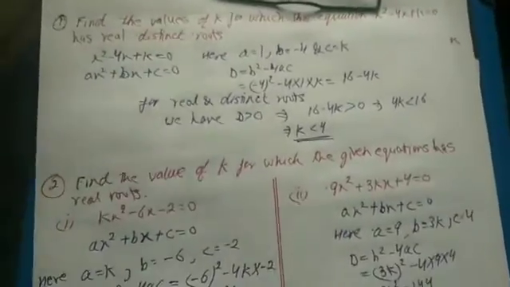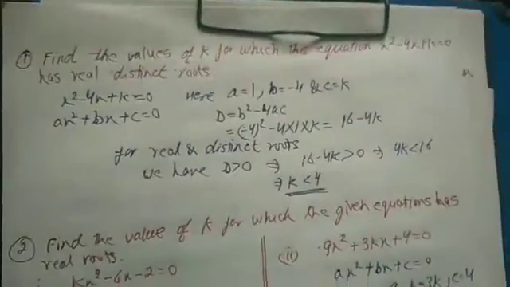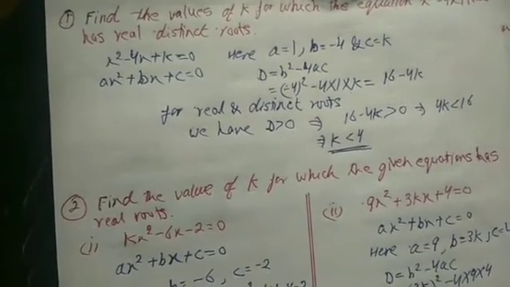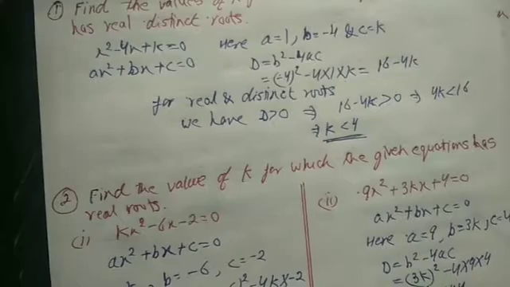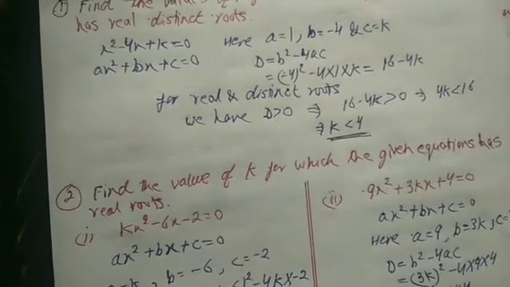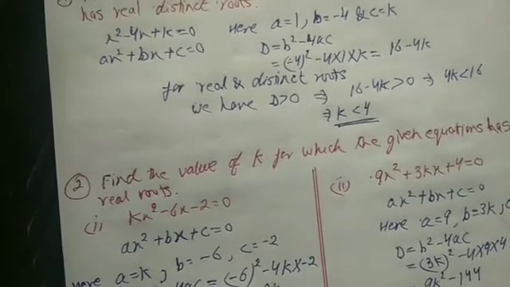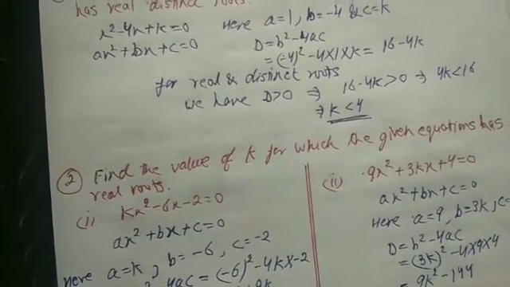Okay, after solving this, let us try to solve based on the nature of the roots. As we all know, the discriminant is equal to b square minus 4ac. So if b square minus 4ac is greater than 0, then the roots are real and distinct. If b square minus 4ac is equal to 0, roots are real and equal, and if b square minus 4ac is smaller than 0, roots are imaginary.